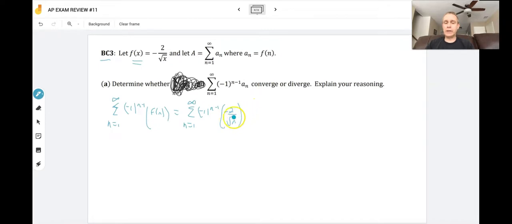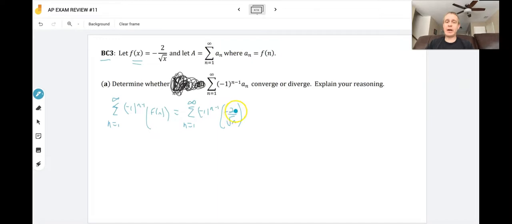Now, because I do see the square root of n in the denominator again, you may be thinking, well, this might be another p series. But I claim that this negative 1 to the n minus 1 is really going to put the kibosh on the ability for this to be a p series, because a p series should always be positive, and this is going to cause an alternation. This is not a p series.